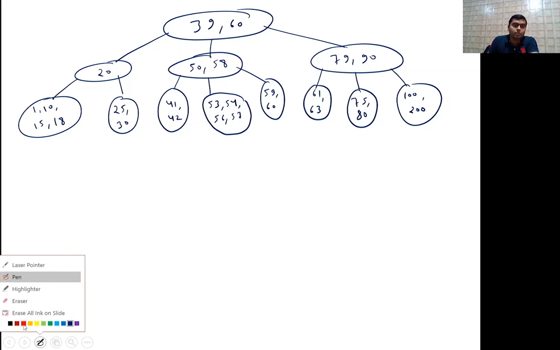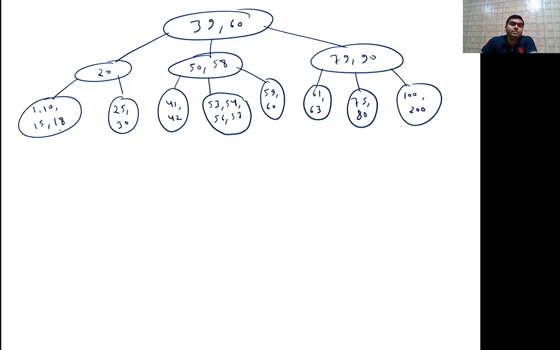From here 10 got merged with this, but the problem is that underflow happened here. So this node has gone into underflow, so this will again ask its immediate sibling. The immediate sibling is not in a position to give, so what will happen in this case? The last option is merging. So this node and this node get merged, and 39 will already be there.